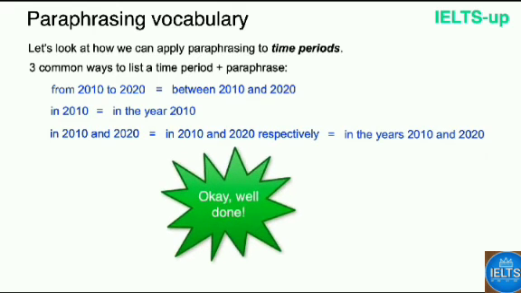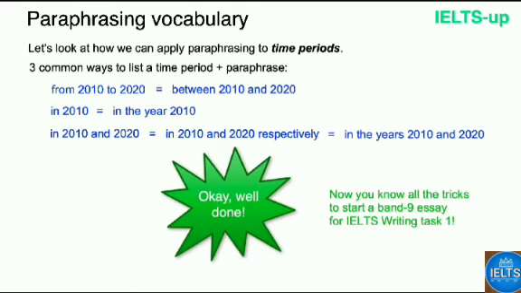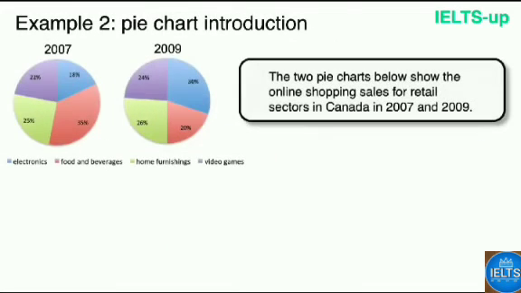Okay, well done! Now you know all the tricks to start a Band 9 essay for IELTS Writing Task 1. To make sure that we remember all those techniques, let's go through one more example. Here is a second example of IELTS Writing Task 1 question. In this task, you need to describe pie charts. Let's try to write an introduction for this task. As usual, we start by reading the question card.